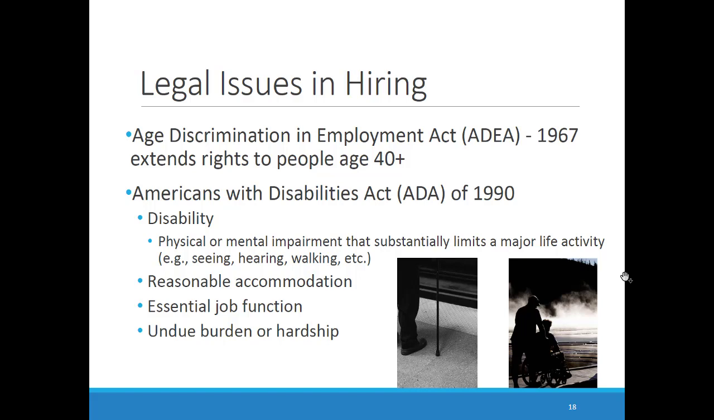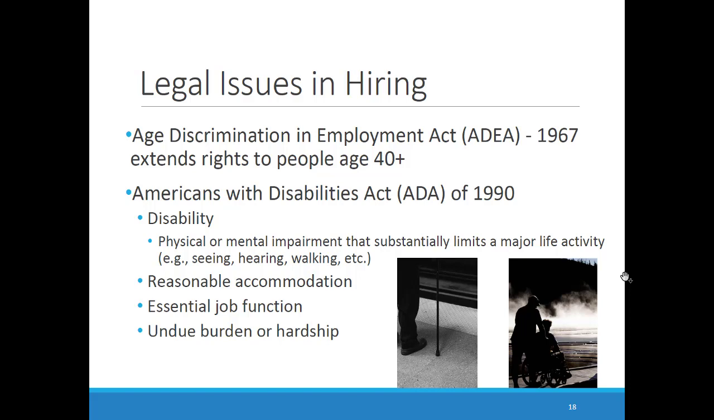Let's talk about some other legal issues in hiring before we return to some more specific issues around the Civil Rights Act. So one is the Age Discrimination in Employment Act, or ADEA, which was passed in 1967. And this extends the rights of the Civil Rights Act to people age 40 and over. So essentially it says that organizations also cannot discriminate against individuals on the basis of their age. So they cannot refuse to hire an employee, for instance, because they are older.